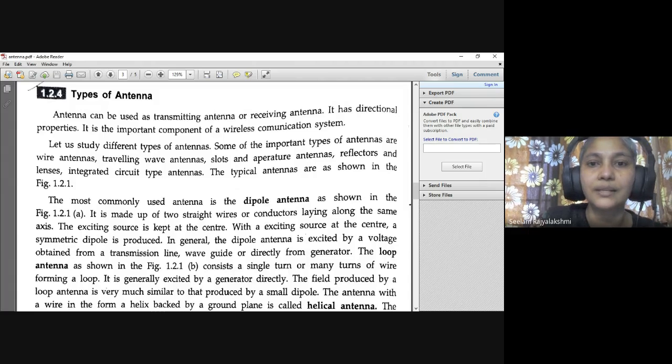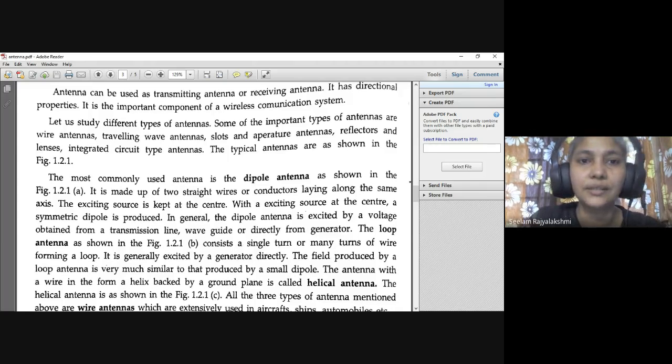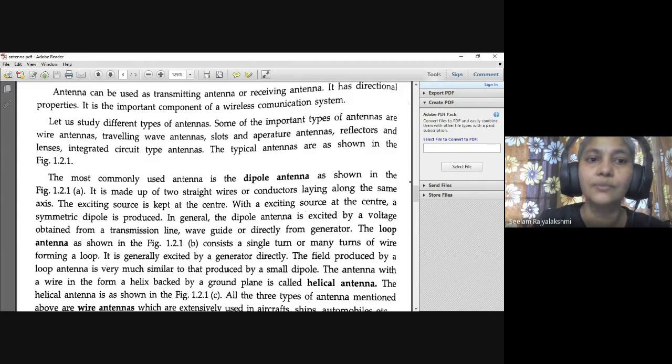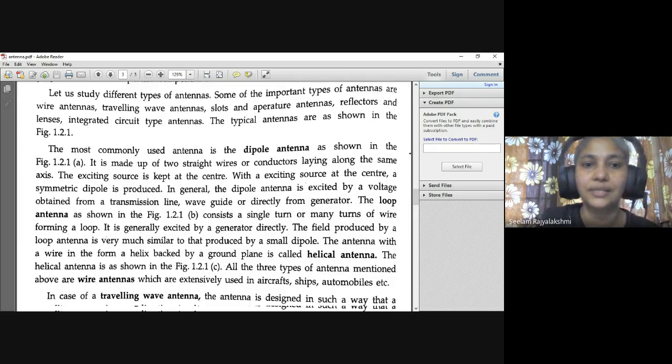So the typical antennas are shown in the figures we have. These are the different types of antennas. The most commonly used antenna is the dipole antenna. We will see it in the figure. It is made up of two straight wires or conductors laying along the same axis. So let us see.